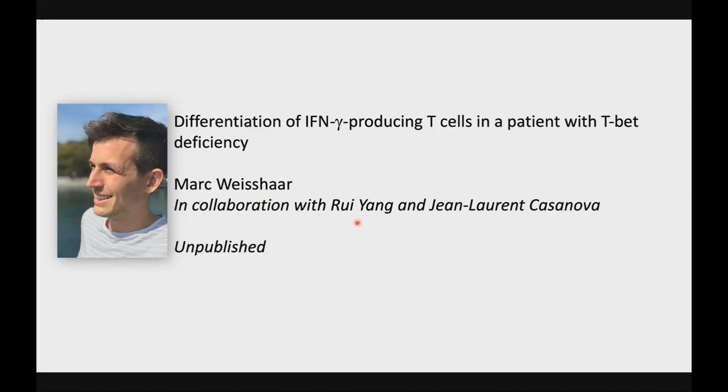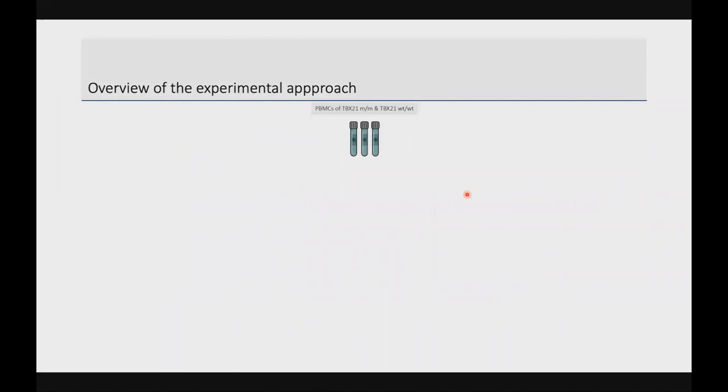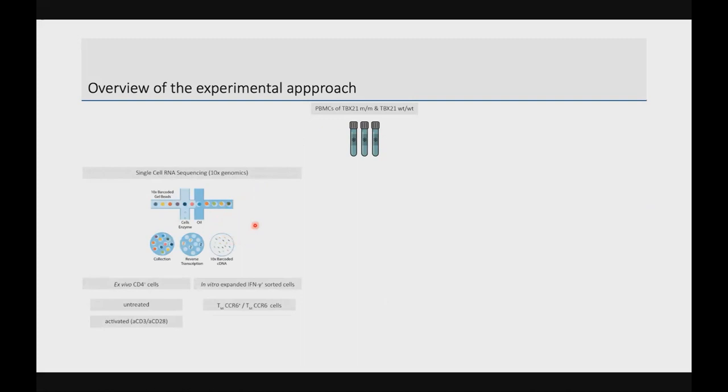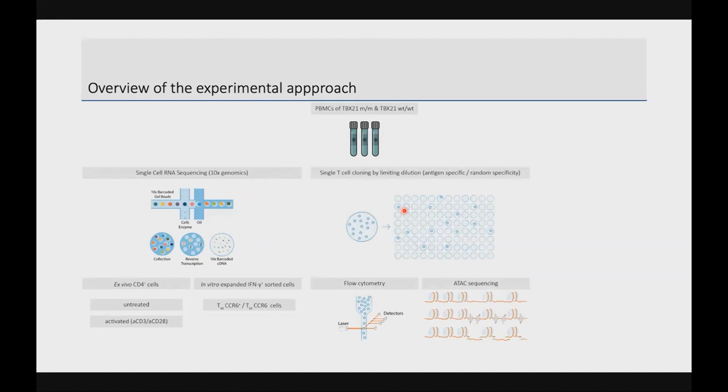So what Mark did was to obtain a PBMC sample from the TBET deficient patient and perform a different type of assay. He performed single-cell RNA-seq on resting and activated CD4 T cells straight after isolation from blood. Then he isolated several single T-cell clones from memory subsets for their characterization, including ATAC-seq. And finally, he took advantage of the CRISPR-Cas9 technology to knock out genes in memory naive T-cells.